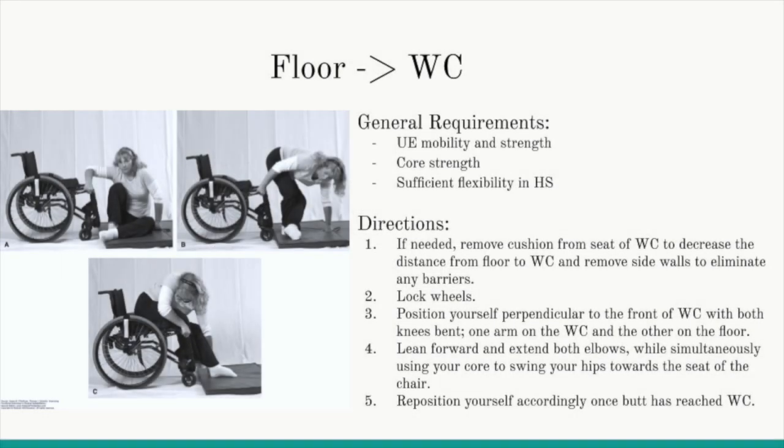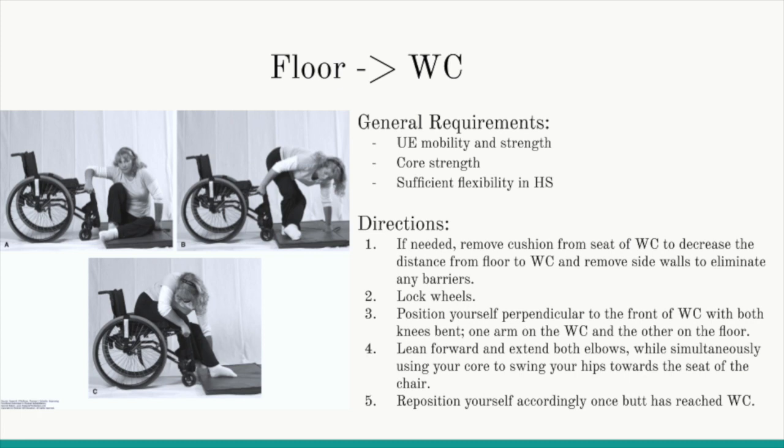In this slide, I will be covering how to transfer from the floor to wheelchair for paraplegics. There are various ways to accomplish this task when needing to return to wheelchair from floor, whether it be assisted or independent depending on the strength and mobility of the individual. However, for time's sake of the presentation, I will present one of the most common techniques in transferring from floor to wheelchair. General requirements that will be recommended are adequate upper extremity mobility and strength, sufficient core strength to stabilize trunk during transfer, and sufficient flexibility in hamstring as indicated by the picture on the left.